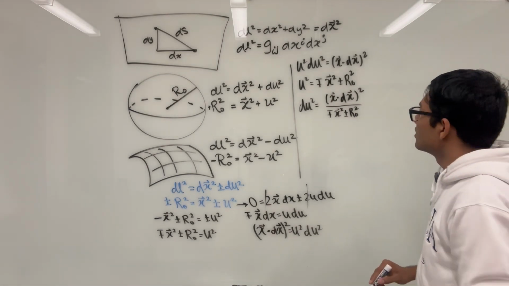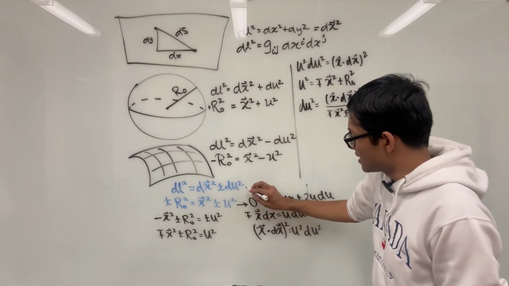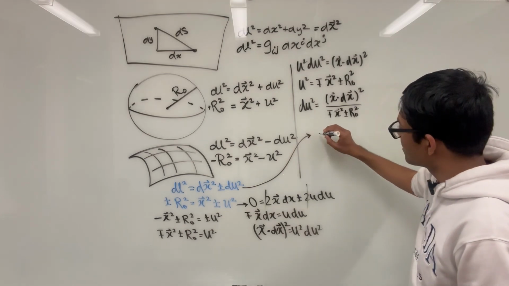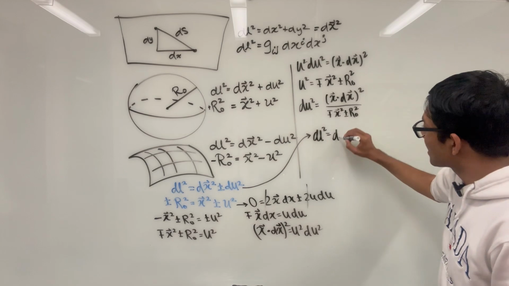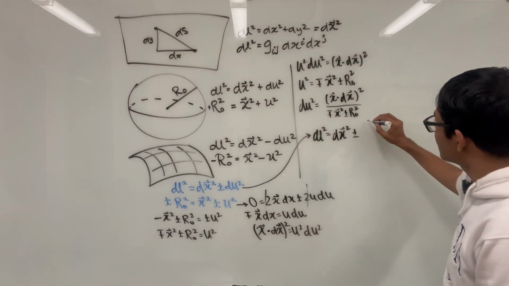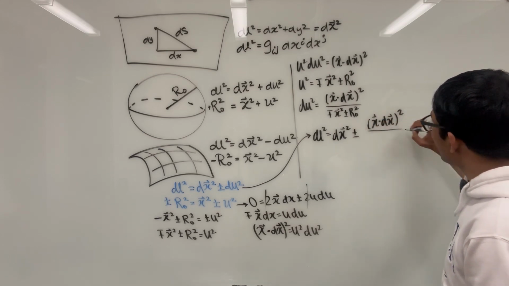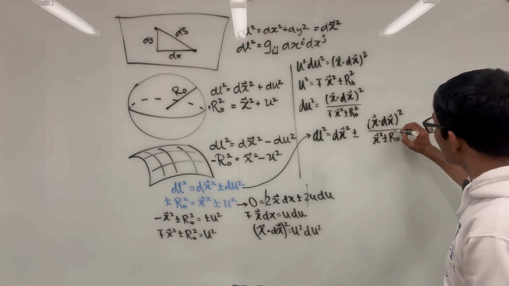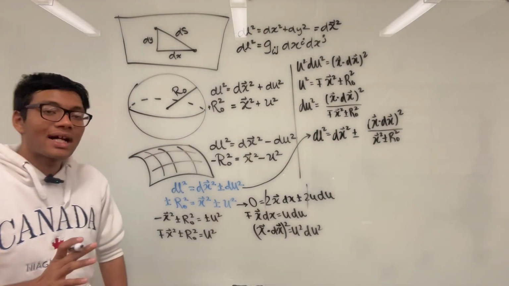Okay, so now let's see. I've got du squared, and I know that dl squared is simply dx squared plus minus du squared. So let's bring this over here. So this tells me that dl squared is equal to dx squared, and then I've got plus minus this stuff here, (x dot dx) squared divided by x squared plus minus r naught squared. And so now we've almost arrived at the equation for the universe, but not quite.